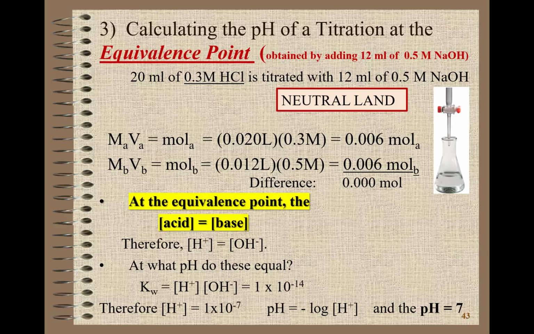So if you type that into your calculator, it's going to come out to be a negative 7, and then you put a negative sign, and it's 7. Okay, so now we're in neutral land. So we went from adding no base to 10 milliliters of base, and now when we hit 12 milliliters of base, we're in neutral land.